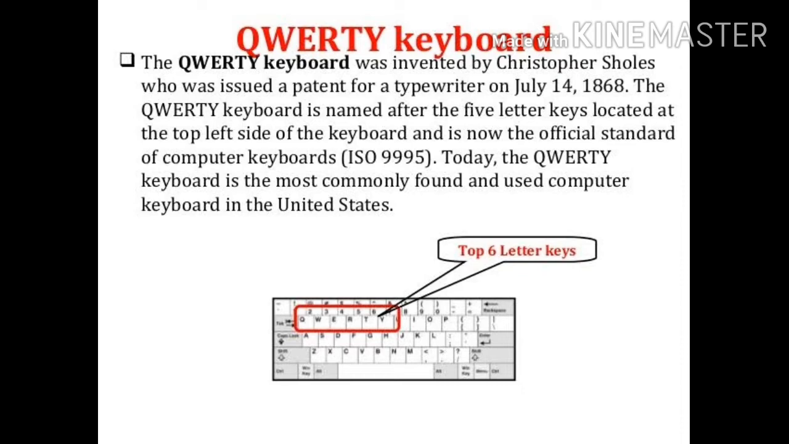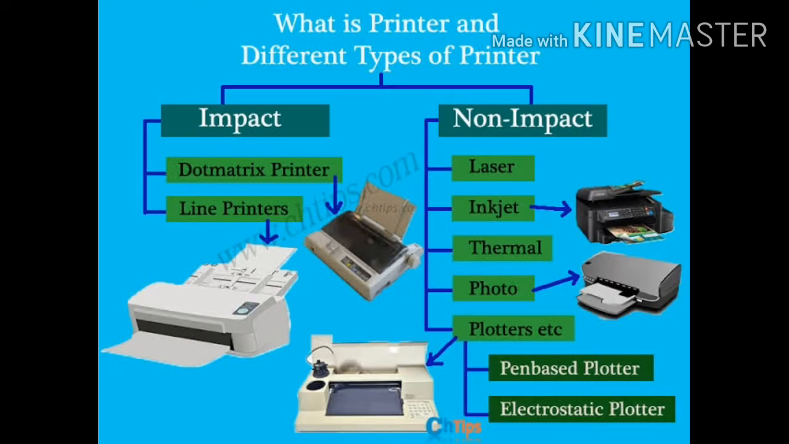In the same way, we will discuss the printer as an output device. Basically there are two types of printer: one is an impact printer, the other is a non-impact printer. Impact printers include the dot matrix printer and line printer, and non-impact printers include the laser printer, inkjet printer, thermal printer, photo printer, and plotters also.